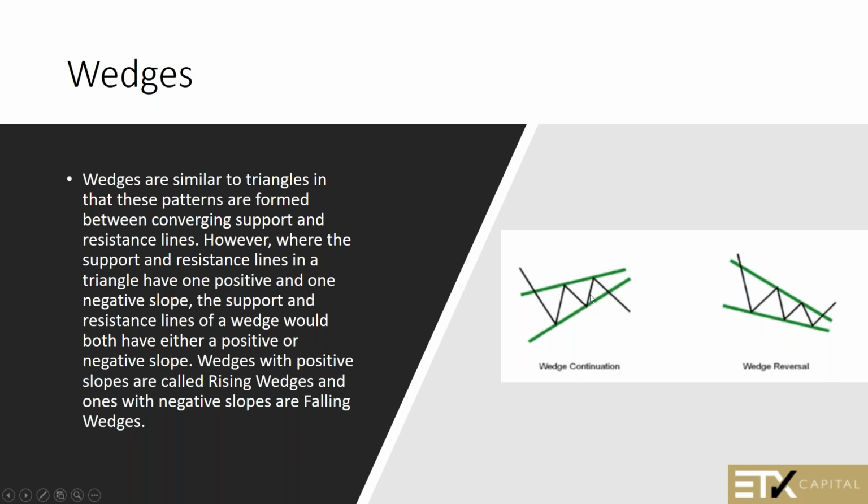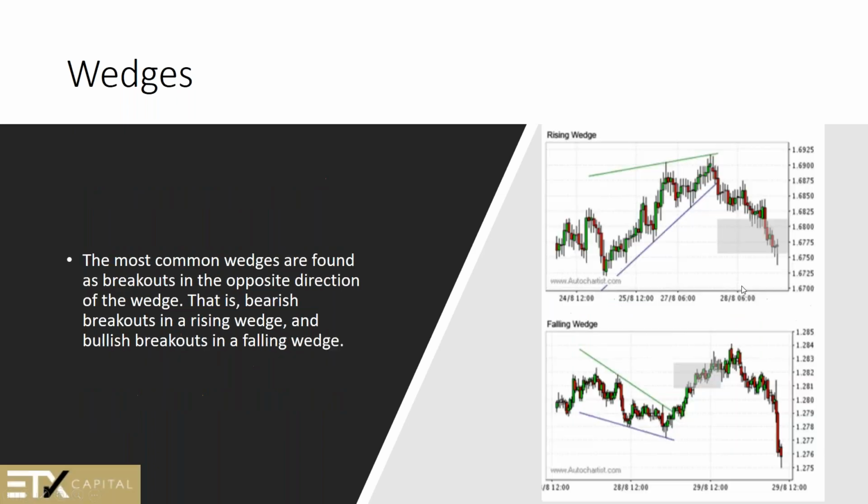And it's all based on the slope of the wedge. But same is the slope of the triangle. The most common wedges are found as breakouts in the opposite direction of the wedge. That is, bearish breakouts in a rising wedge and bullish breakouts in a falling wedge. This is when they actually tell you something.